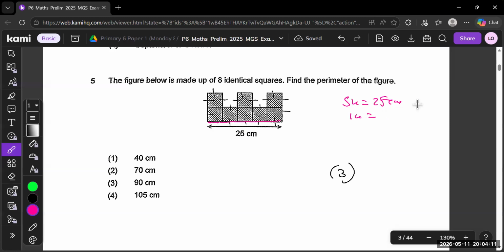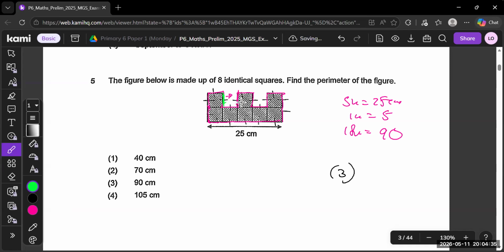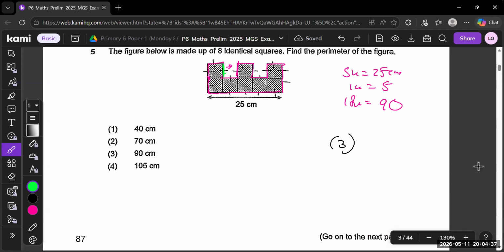1 unit is 5 cm. So what's the parameter? You count the units: 5, 6, 7, 8, 9, 10, 11, 12, 13, 14, 15, 16, 17, 18. So there are 18 units. 18 times 5 is 90. Can I use the pull out method? Cannot. If you pull the line out, what happens? Bang. Something blocks it. For example, if I want to pull this line out, there's something blocking, so you cannot use the pull out method. Okay? All right. Next one.